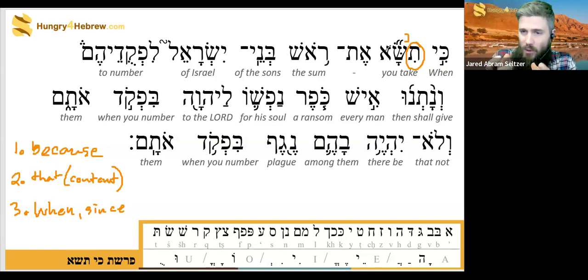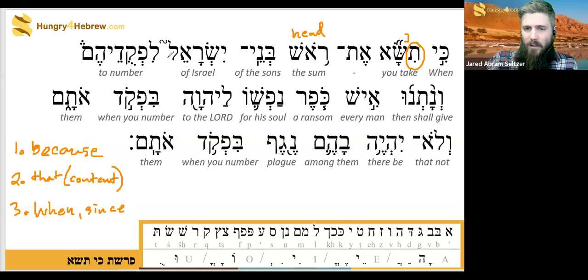Nasa is to lift up or carry or bear. It's saying when you lift up, carry, or bear, but then it translates it as take. Well, that's weird. I wonder why. Let's keep reading. When you do this action to rosh, well, that's not the word some. What's the word rosh? Head.